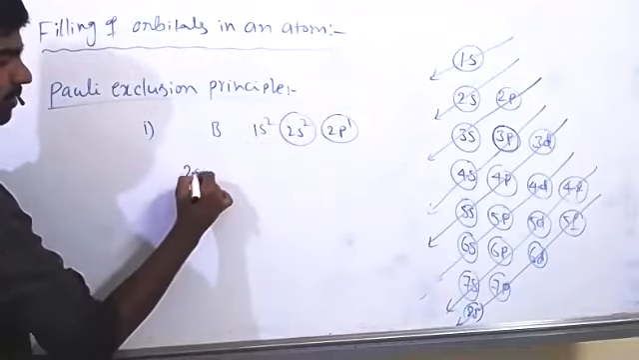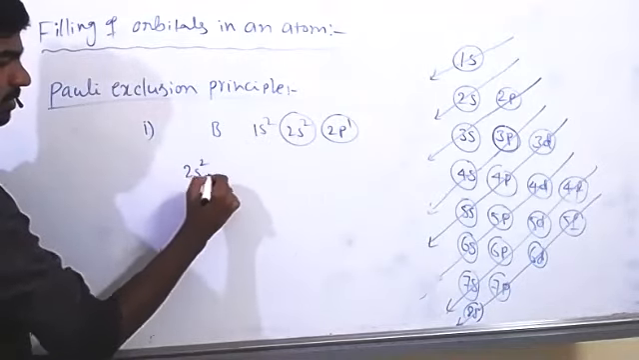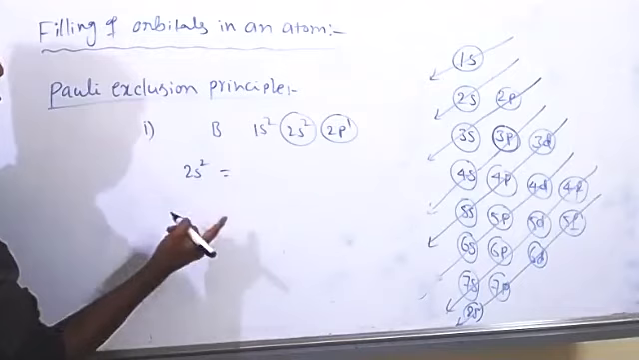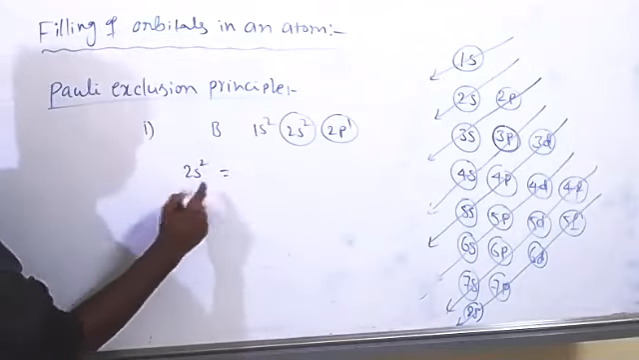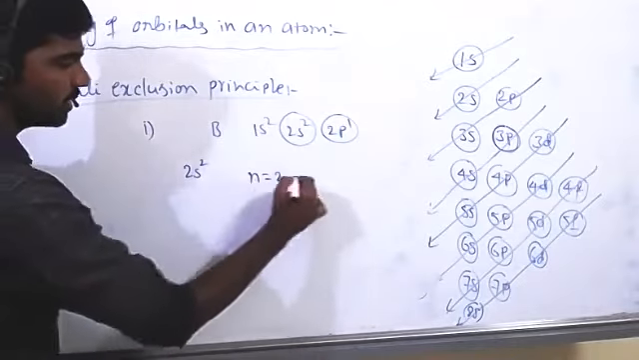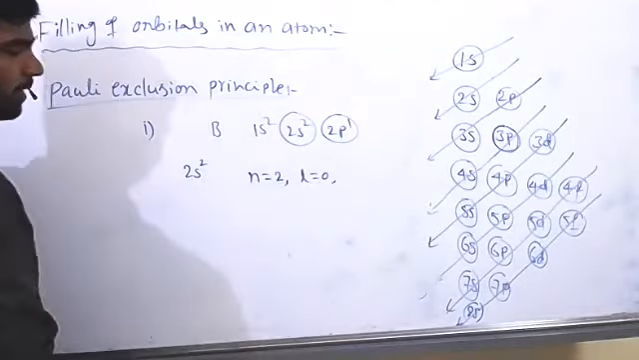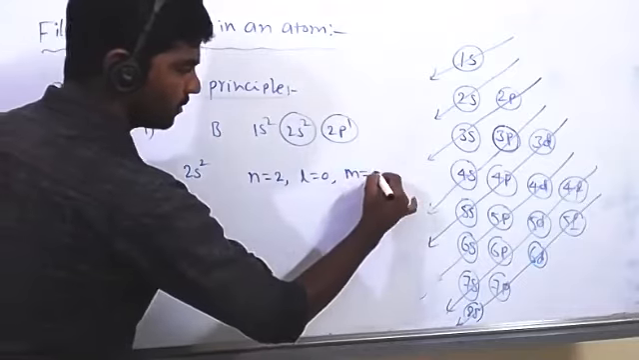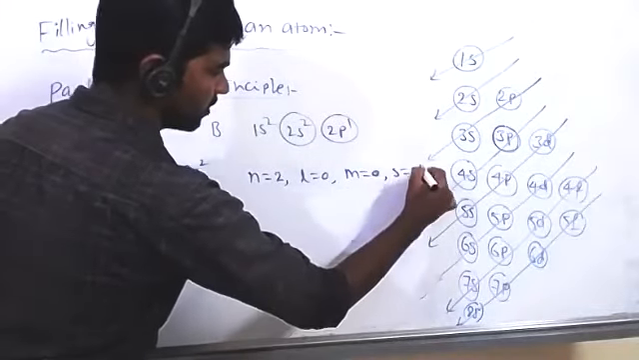First writing for 2s, only one electron's quantum numbers I'm writing. n value here is 2. l value is 0. m value for s orbital is 0. Spin is -1/2.